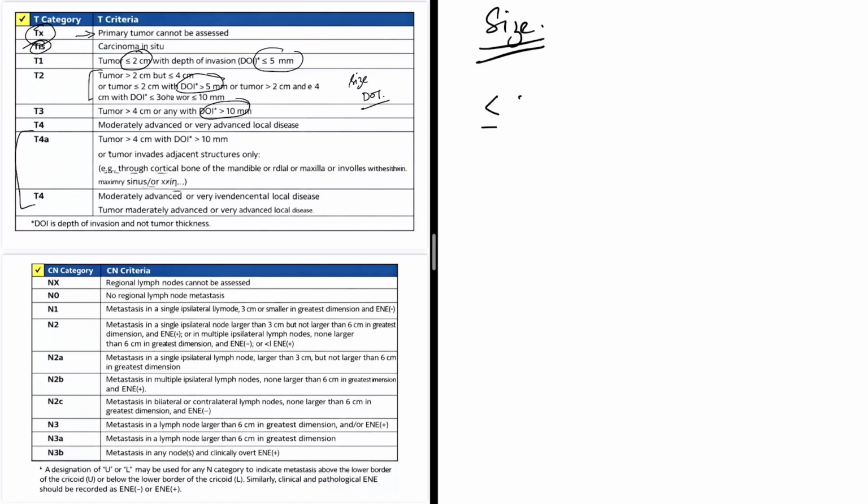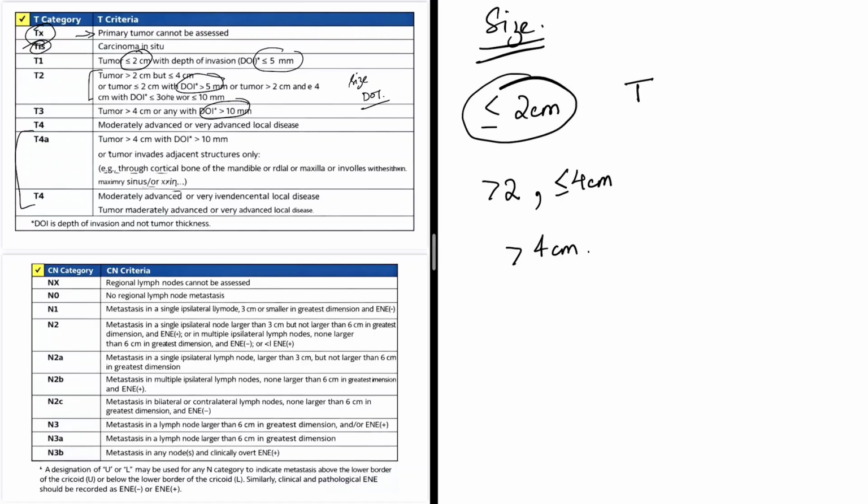Size can be less than or equal to 2 centimeter, or it can be more than 2 centimeter but less than or equal to 4 centimeter, which makes it 2 to 4 centimeter, and it can be more than 4 centimeter. Less than or equal to 2 centimeter makes it T1. More than 2 centimeter but less than or equal to 4 centimeter makes it T2. And more than 4 centimeter alone makes it T3.